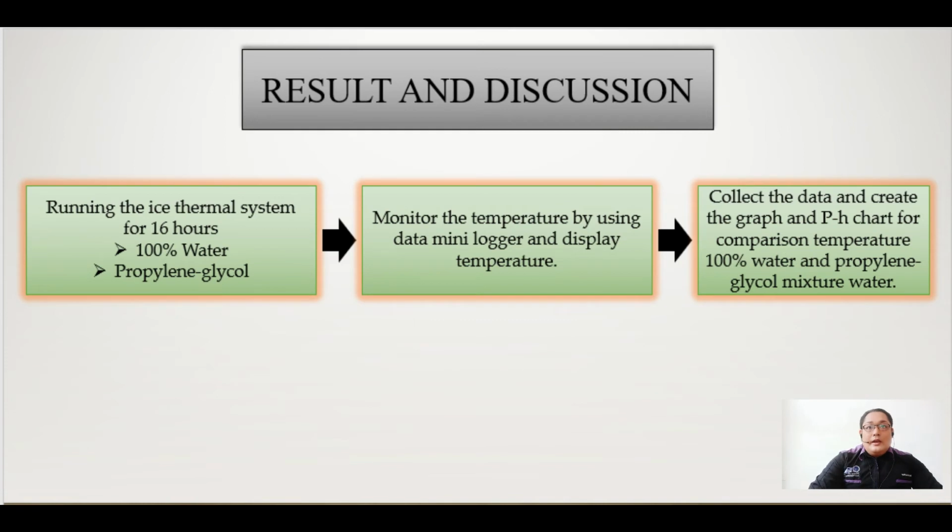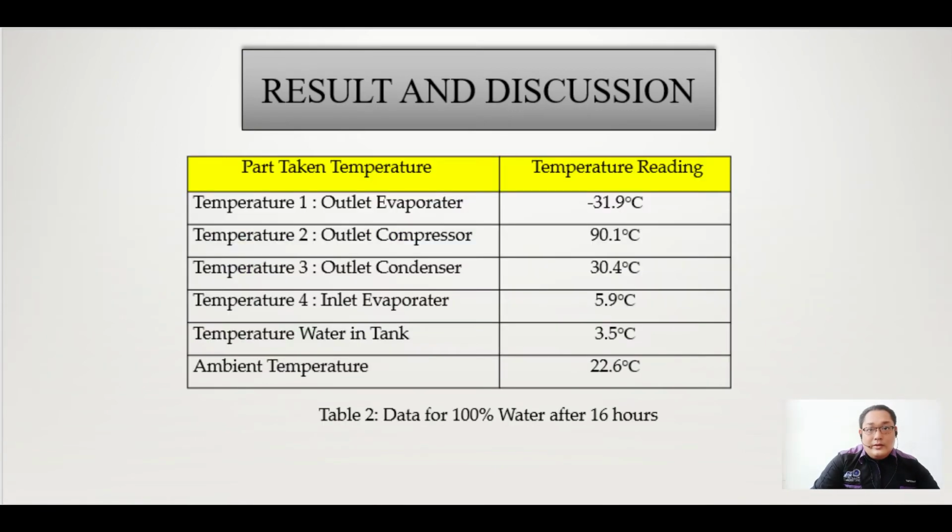Okay. In order to collect data, the system will be running for 16 hours. First, we start with 100% water for 16 hours, and for the second 16 hours, I will use a propylene glycol and water mixture. During that operation, we monitor the temperature by using a data mini logger and display temperature. After that, we collect the data and create the graph and also a chart for comparison of temperature between 100% water and the propylene glycol water mixture. Okay.